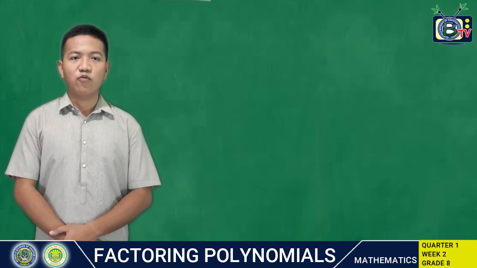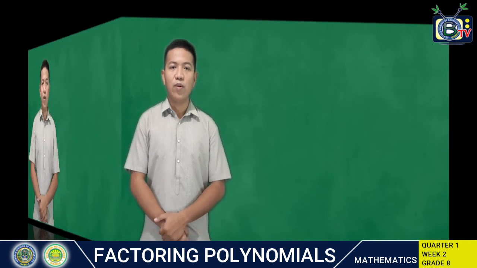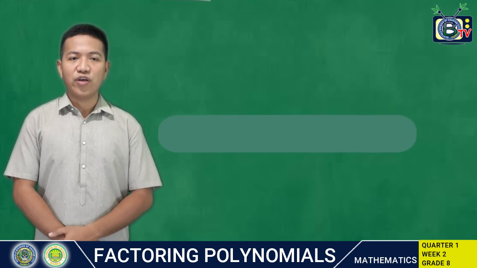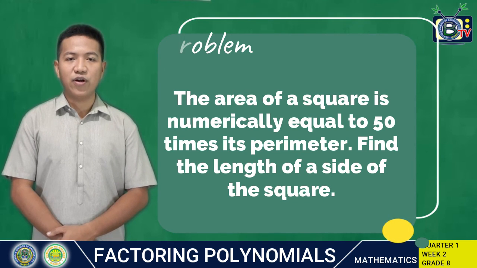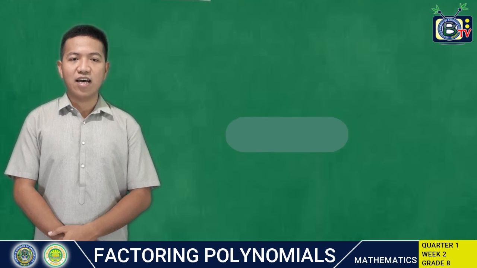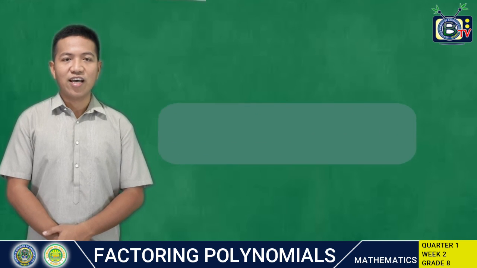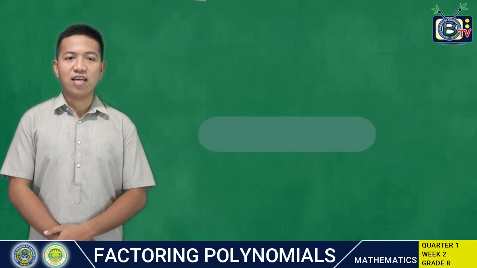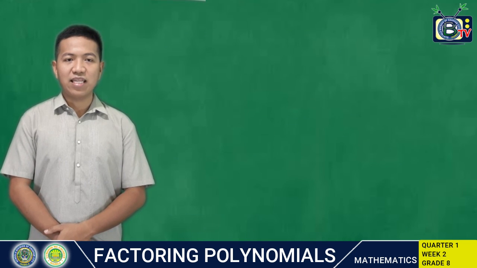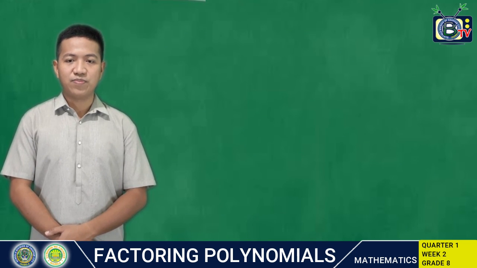Let's try this out with an example. The area of a square is numerically equal to 50 times its perimeter. Find the length of a side of the square. Solution. Step 1. Choose a variable to represent what is unknown. Let S be the length of the side of a square.